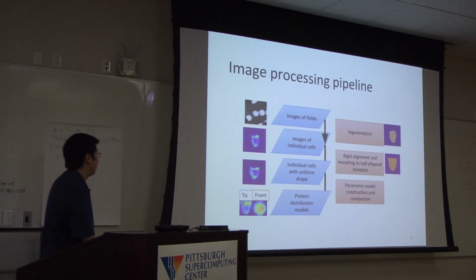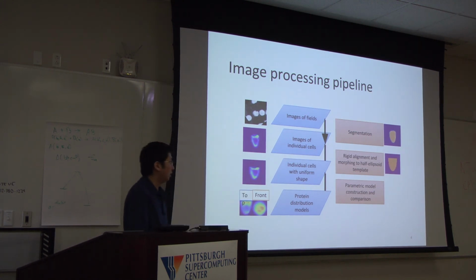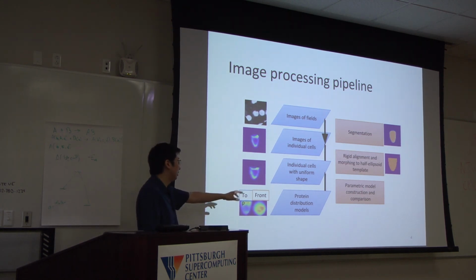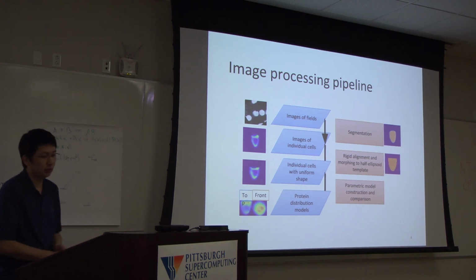Here is our basic pipeline for building the models. First we segment the cells, then we align the cells to make their orientation uniform. Then we unify their shape so that we can compare them. In the last step, we build the protein distribution from the uniform shape.